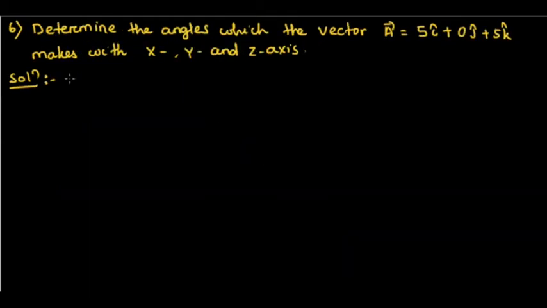Look at the next question, and this is the last question of this lecture. The question is: determine the angles which the vector a equal to 5 i cap plus 0 j cap plus 5 k cap makes with x, y and z axis. We will calculate the angle between vector a and x axis, the angle between vector a and y axis, and the angle between vector a and z axis.